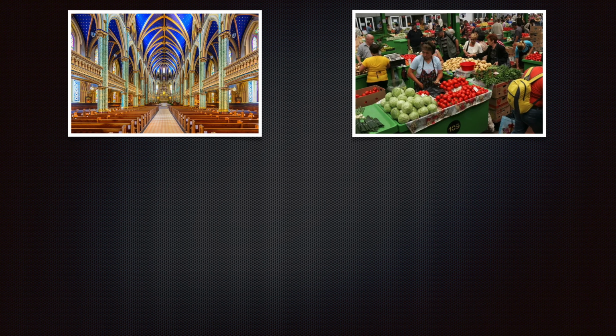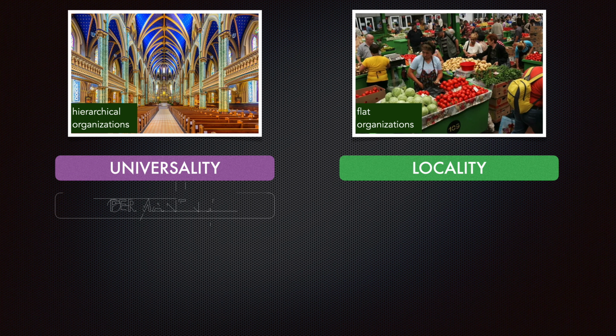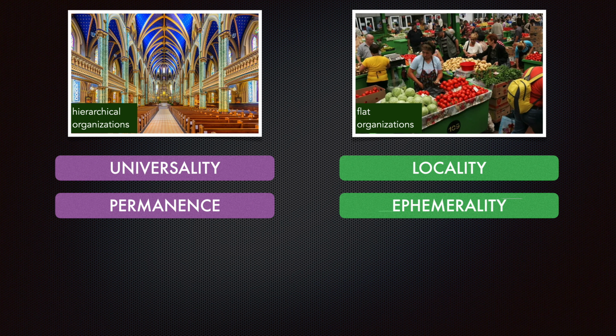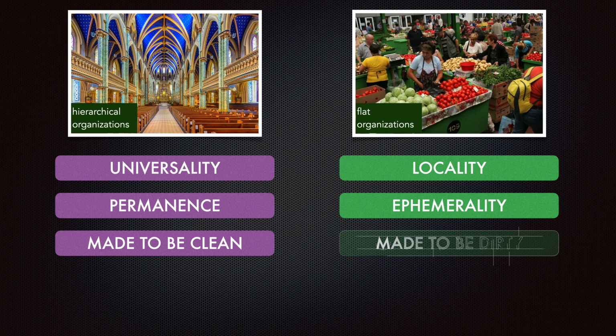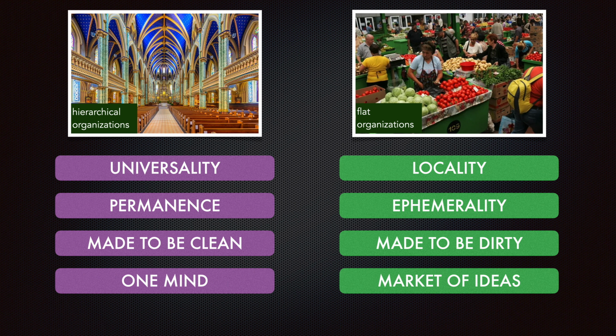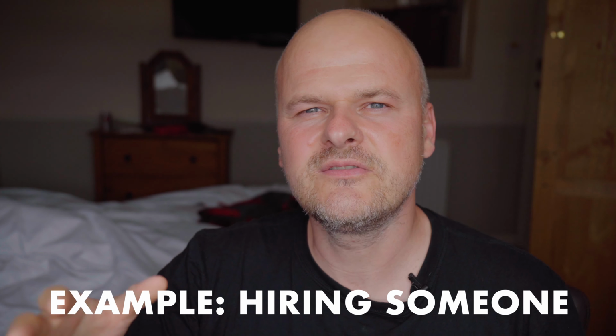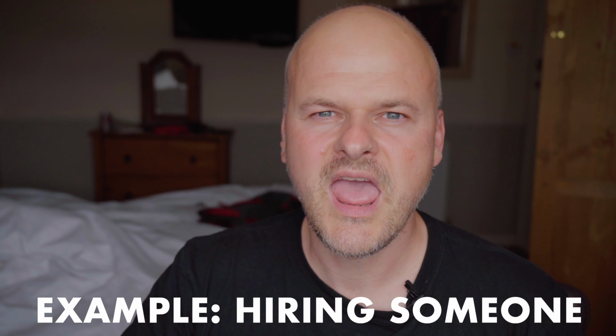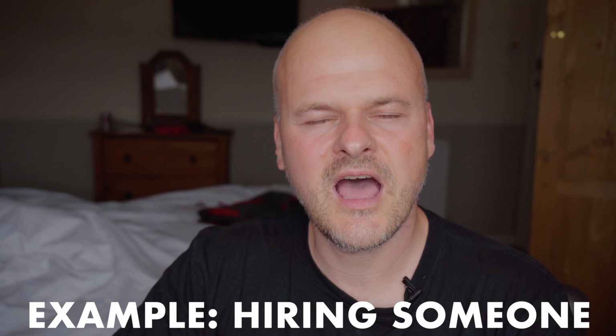I take four dimensions, and across these four dimensions I highlight the differences between cathedrals and bazaars. And the dimensions are universality versus locality, permanence versus ephemerality, good clean versus good dirty, and one mind versus a marketplace of ideas. Let's take an example. A team needs a new team member and they want to hire someone. How is the hiring decision made, and how does the process of actually hiring someone look like?